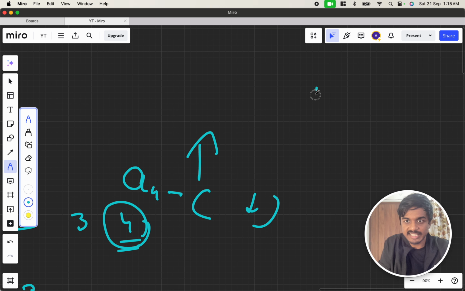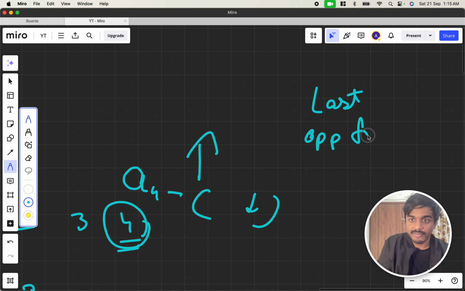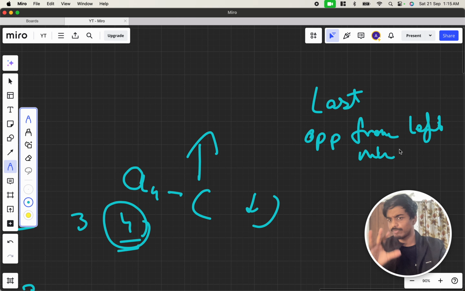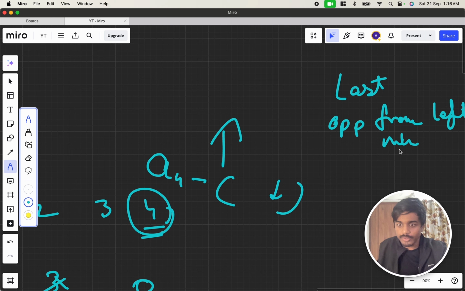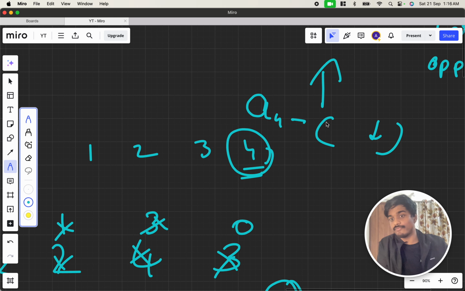The last fighter is static. We can't do anything about it. What else can we do? The number that I'm going to subtract, the opponent from the left, should be minimum. So this is my logic here. I can't do anything about the last fighter. They told us that the value can go negative also. If it's negative, it's very much good, right?